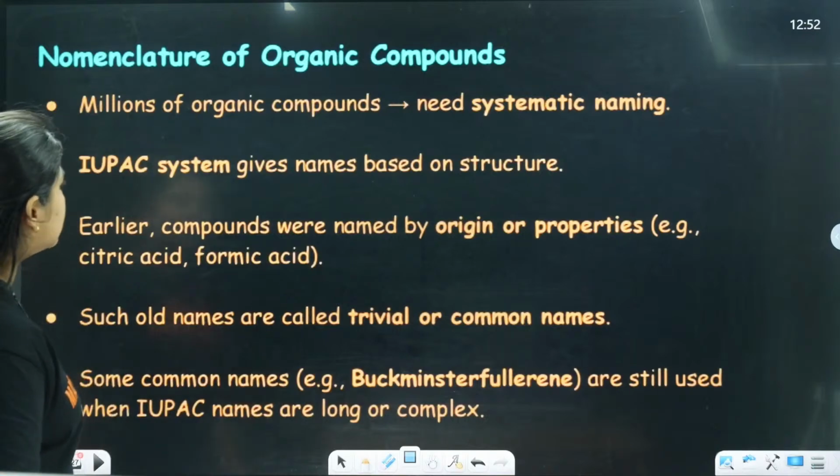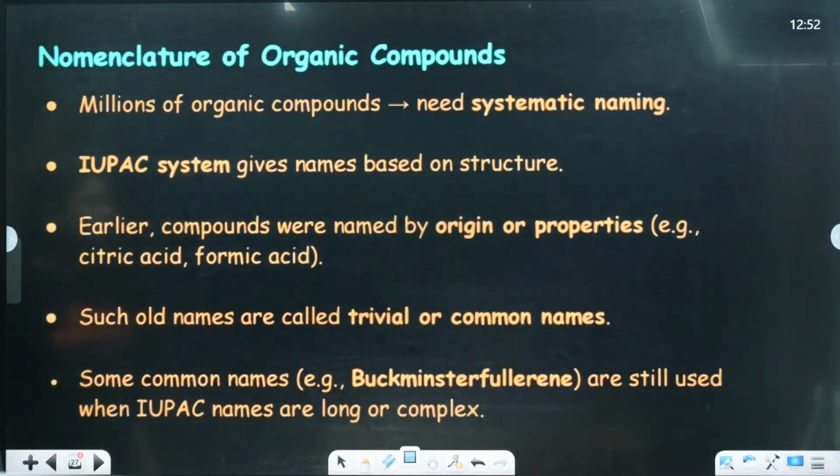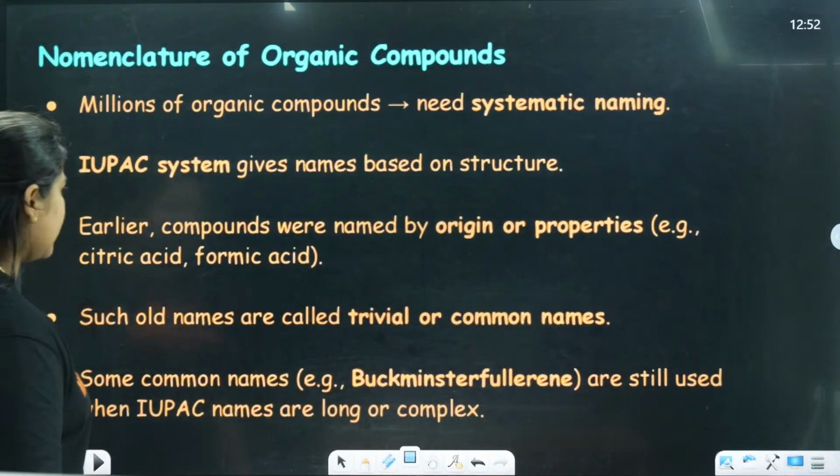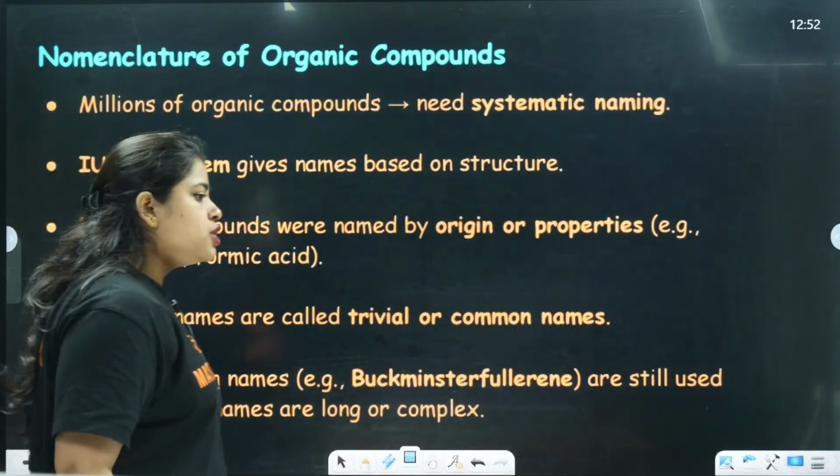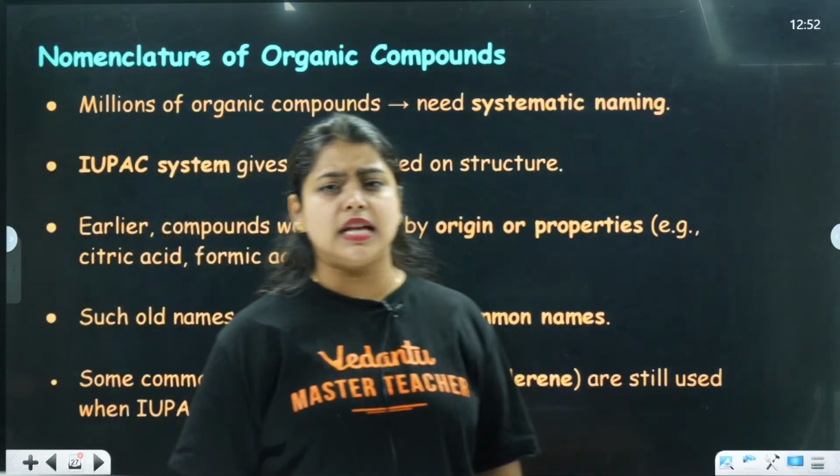Next, earlier compounds were named by origin or properties, for example citric acid and formic acid. So formic acid and citric acid are all acids.